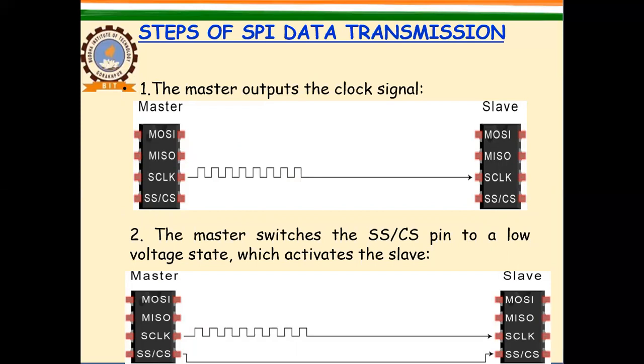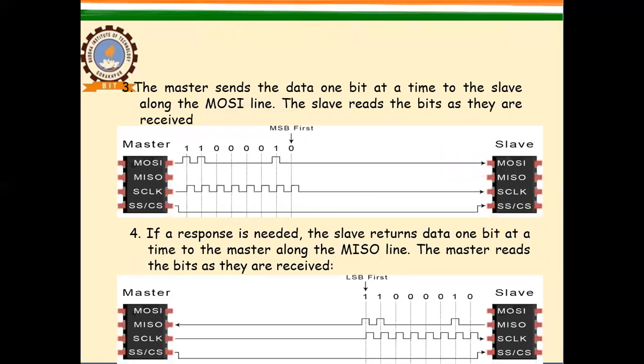First of all, the clock signal is sent. Then after, the slave is selected by sending a low voltage signal to the slave. And then the actual data is transmitted to the slave by sending the MSB first. And if the system needs to verify that the data is received by the slave or not, then the slave sends the data back to the master by sending the LSB first. So this is the complete process of SPI.